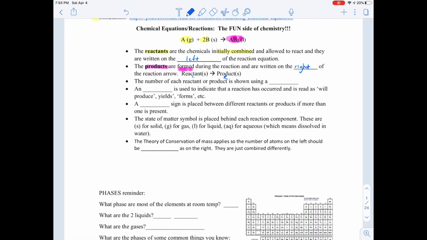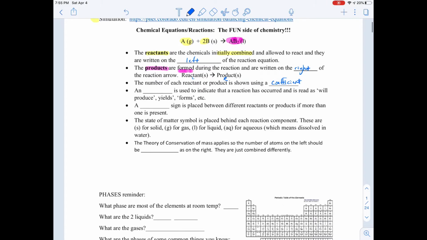The number of each reactant or product is shown using a coefficient. Now you'll see this word come up again from me. So coefficient is this number. It's the assumed one in front of him and the assumed one in front of him. So like most of chemistry, we don't write the one, we assume it. That's called the coefficient. It's the big number in front.